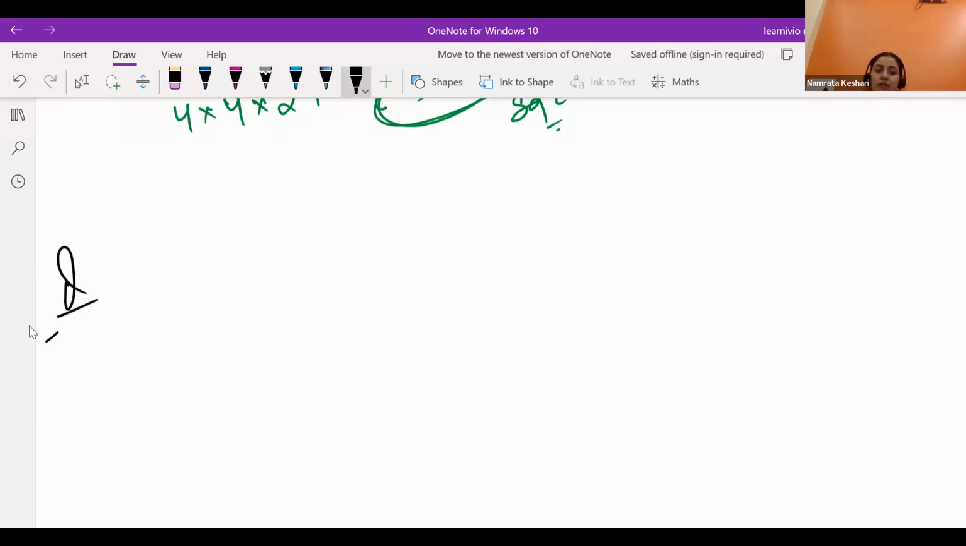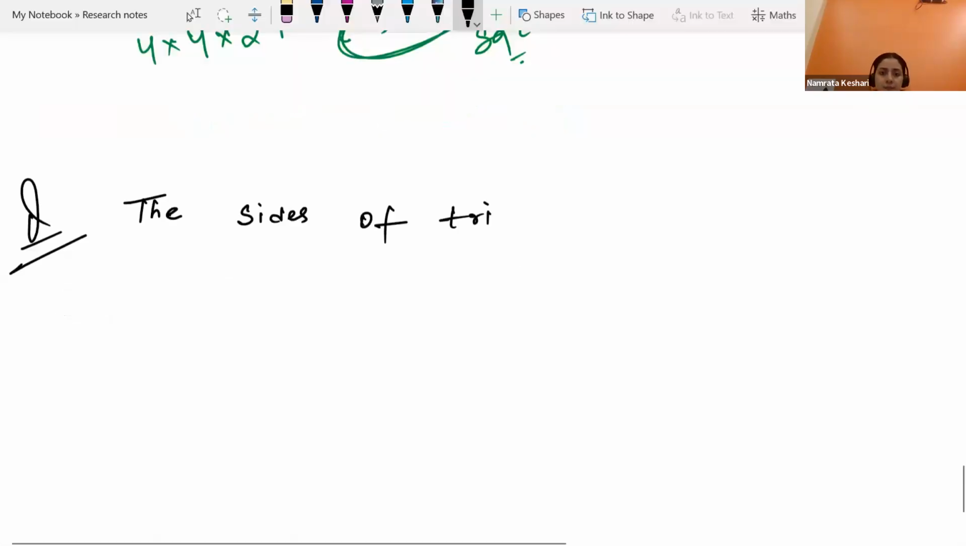We have not done this question, right? The sides of a triangular plot are in ratio. We have not done this question, right? No. Have we done? No, no.